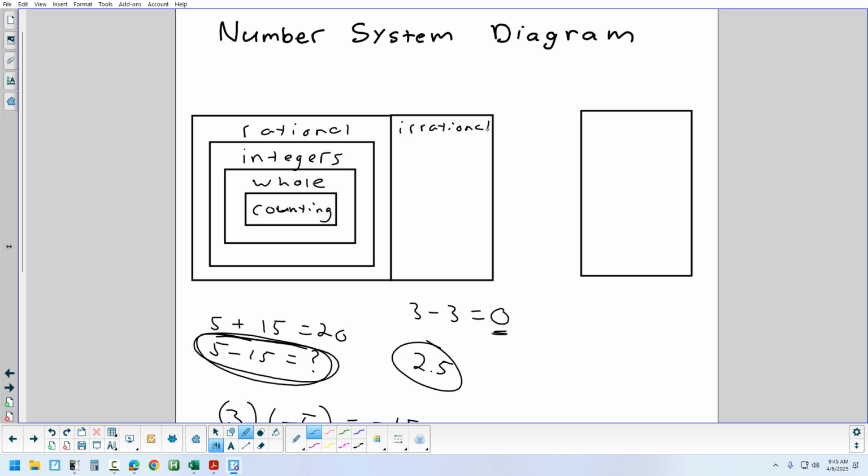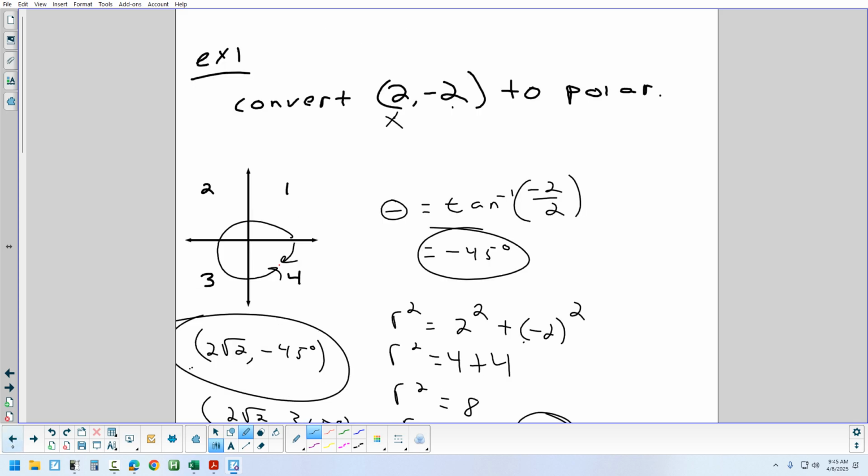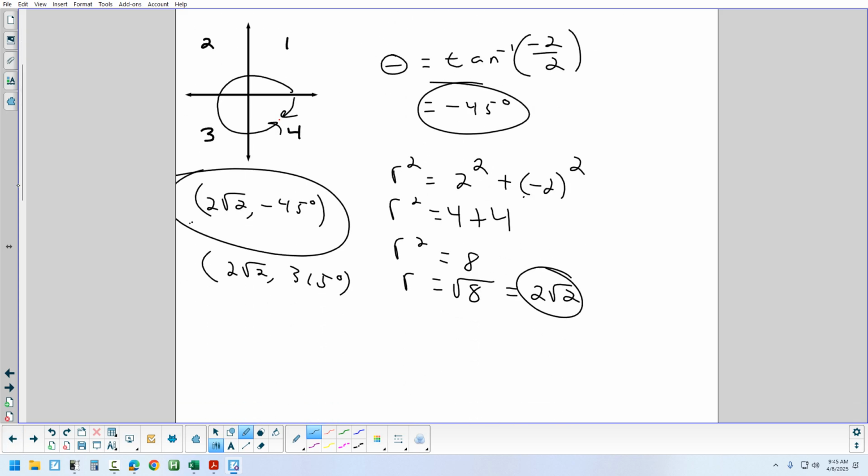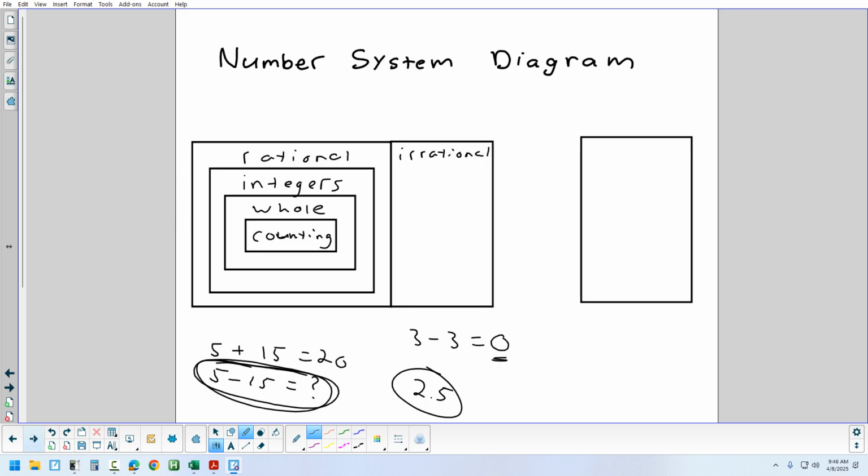So irrational are the numbers in math you cannot write as fractions. What would be an example of an irrational number? Square root of 8. Okay. It's a little bit more advanced kind of number. It's a number that has a decimal. Right? If you plug that in on a calculator, you can figure out it's 2 point something. But it can never be written as a fraction. It's impossible. You cannot write the square root of 8 as a fraction.